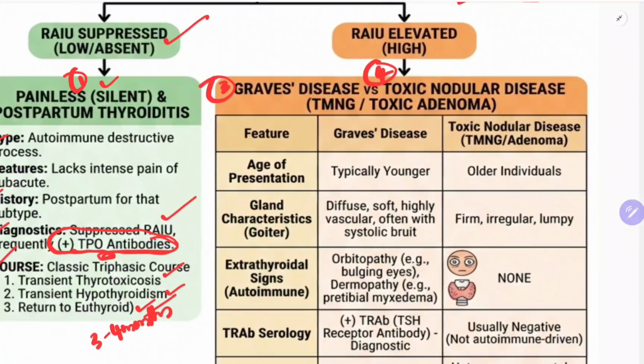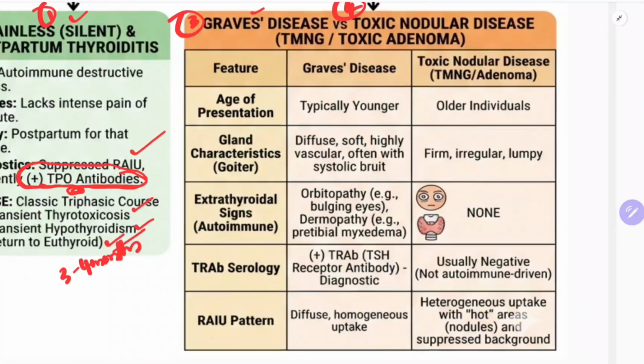Okay, now if the radioactive iodine uptake is elevated, so either the diagnosis is Graves or toxic nodular disease, nothing but TMNG, toxic multinodular goiter, or toxic adenoma. Now how do you differentiate? So here in Graves it is typically younger. In TMNG or adenoma, usually seen in older individuals. The gland is diffuse, soft, highly vascular, often with systolic bruit if you auscultate it with your stethoscope.